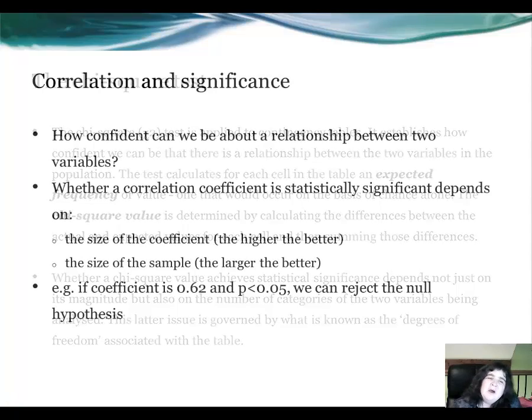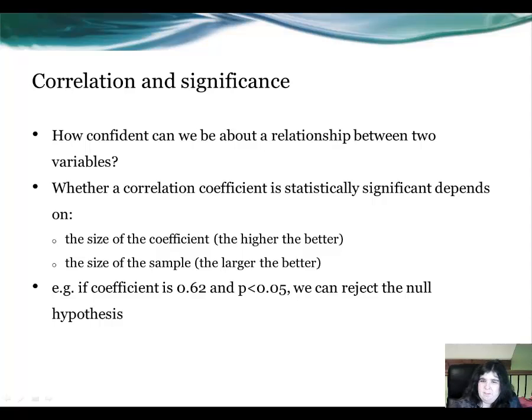And finally, correlation and significance. How confident can we be about a relationship between 2 variables? Whether a correlation coefficient is statistically significant depends on the size of the coefficient and the size of the sample. For example, if the coefficient is 0.62 and p is less than 0.05, we can reject the null hypothesis.